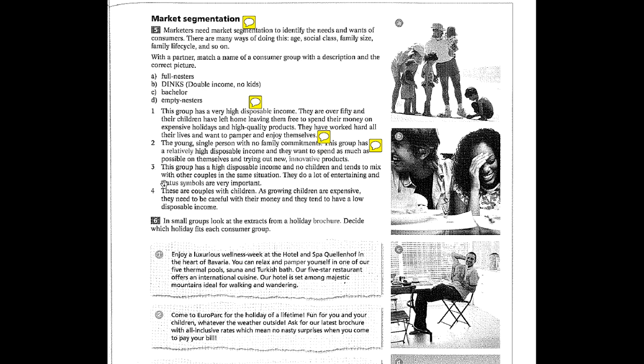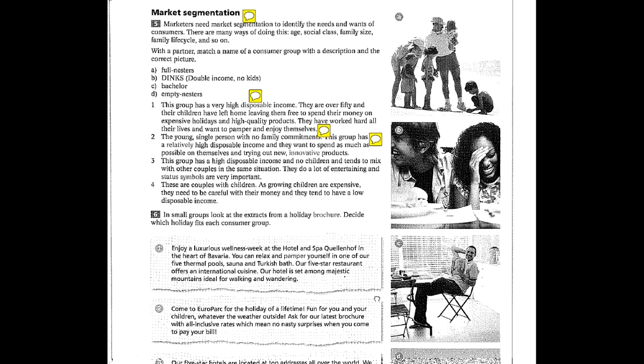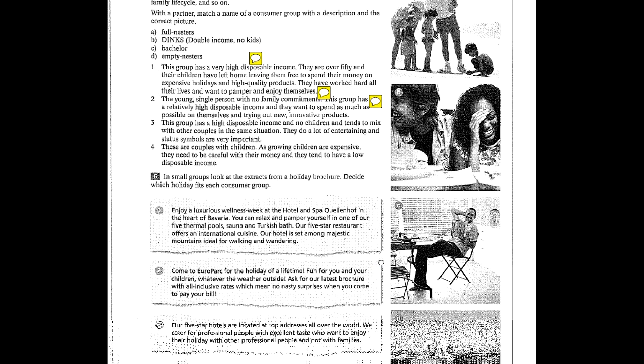Number 3 with B. And number 4, these are couples with children. As growing children are expensive, they need to be careful. So they have children. So they are full nesters. Okay? So number 4 with A. Number 4 with A. Good. So this was the completion of exercise number 5.